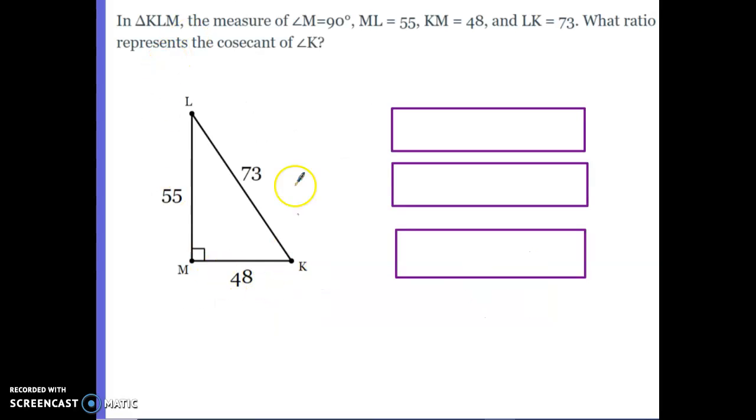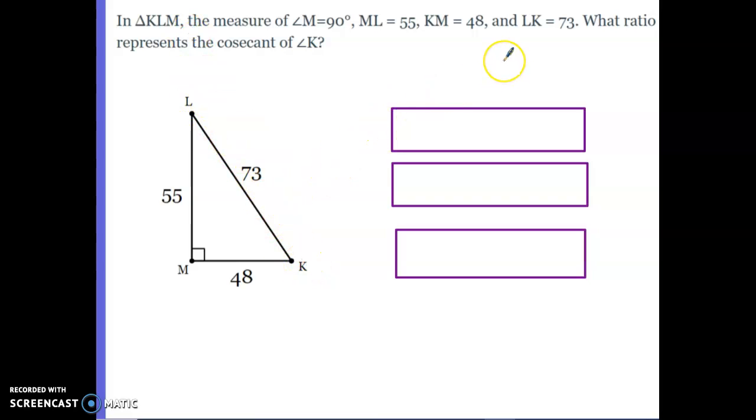Okay, let's look at this in a triangle such as this. This is a question that I copied off of Delta Math. I have triangle KLM, and you can see right here, KLM, and I've got the measure of an angle and three of the sides. So ML is 55, KM is 48, and LK is 73.